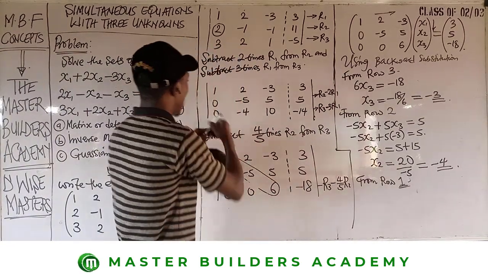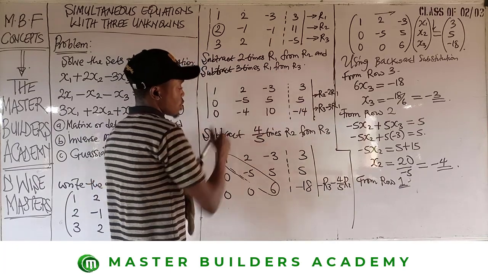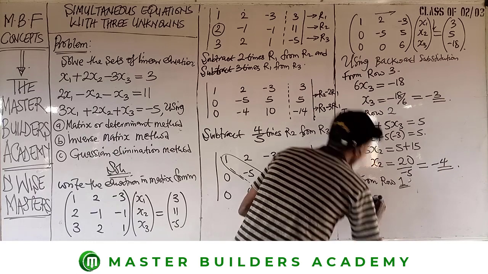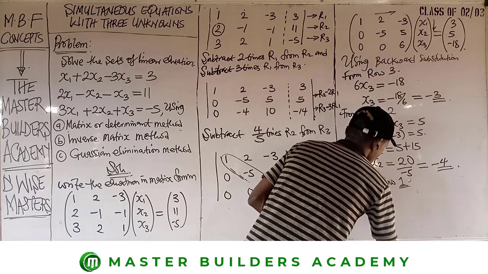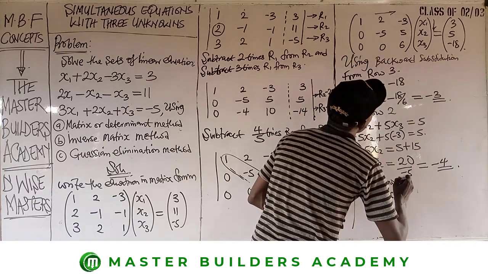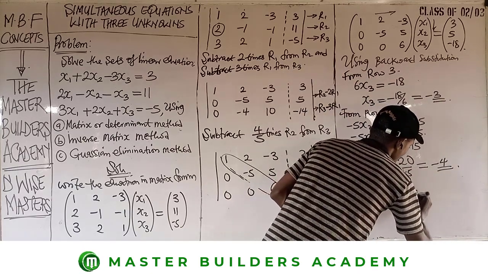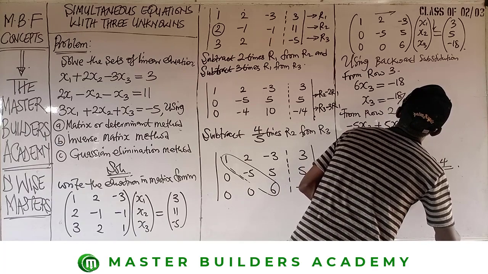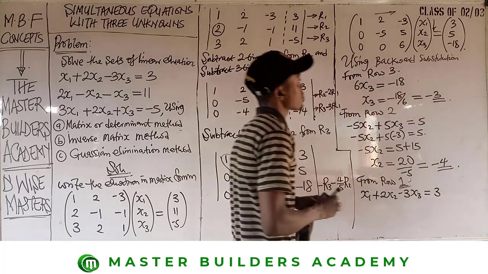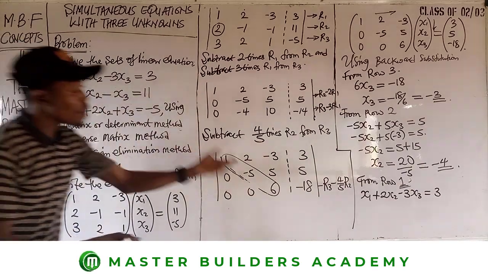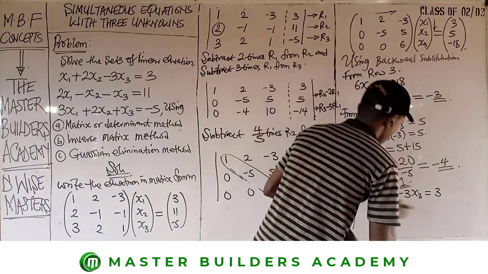So when we come back to row 1, this multiplied by this. So we are here. This multiplied by this gives us x1. Then this multiplied by this gives us plus 2x2. And then minus 3x3 all equal to 3. As you can see there. So it's exactly the same thing as row 1. All we just need to do now, guys, is to put in their values.